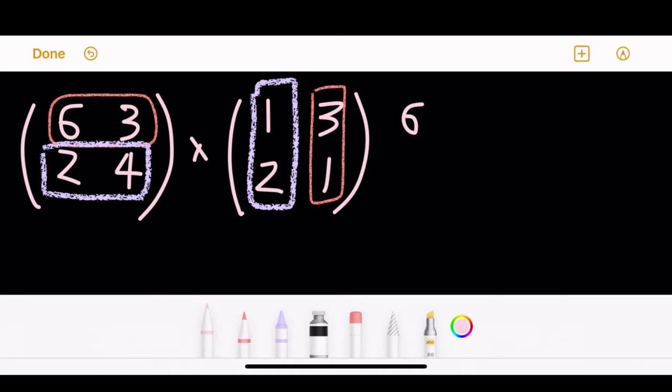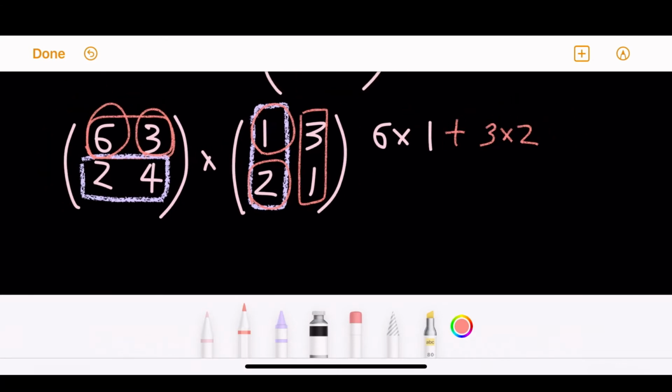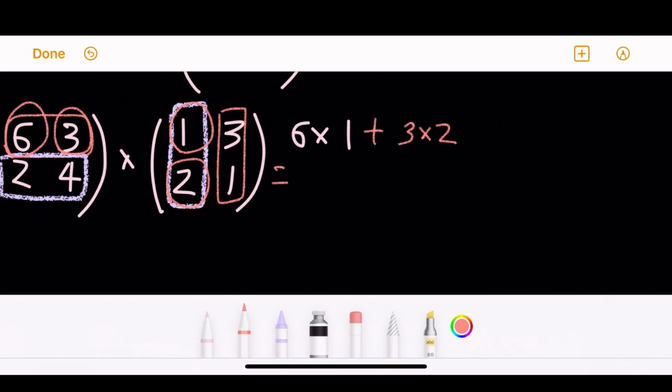So 6 multiplied by 1, plus 3 multiplied by 2. And that's our first value. Then for our second value, let me put a bracket around it.